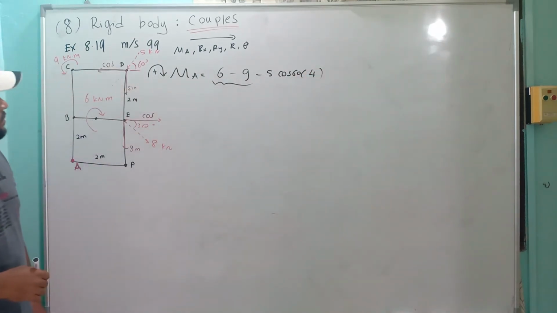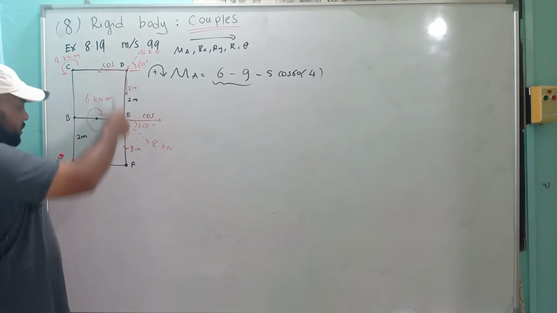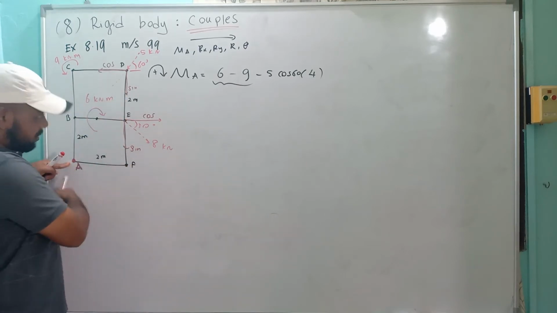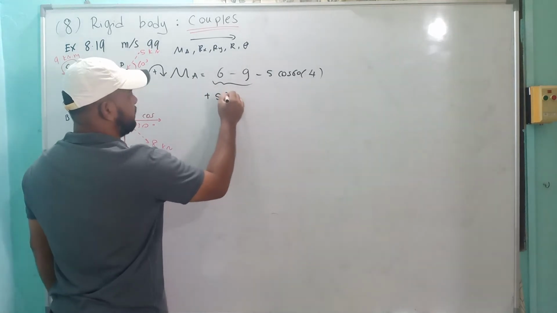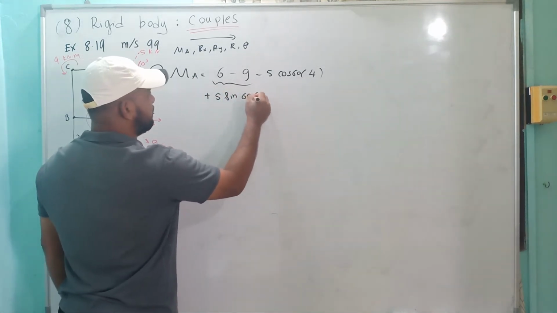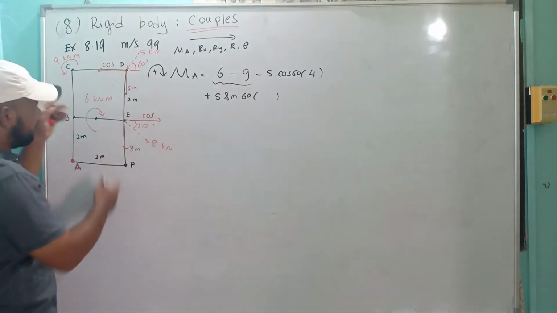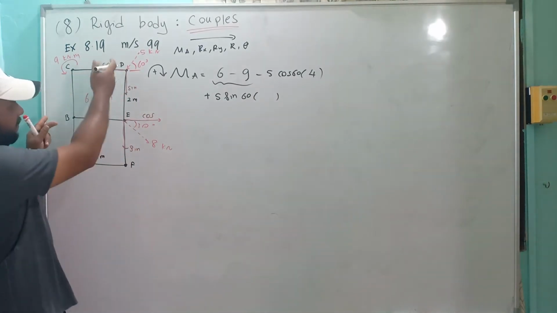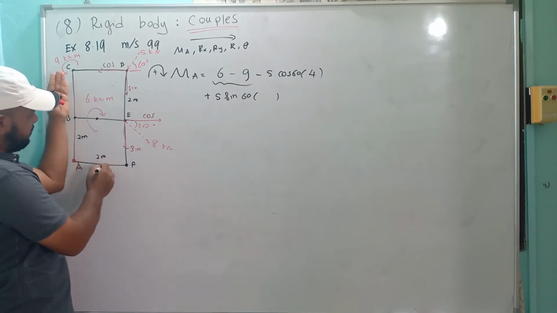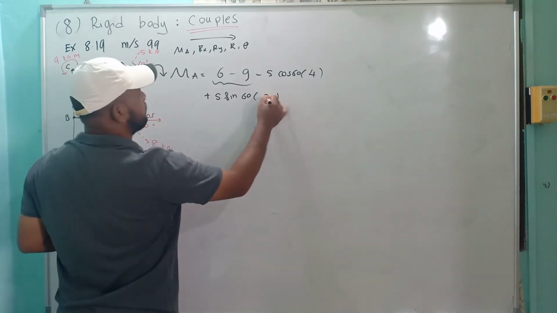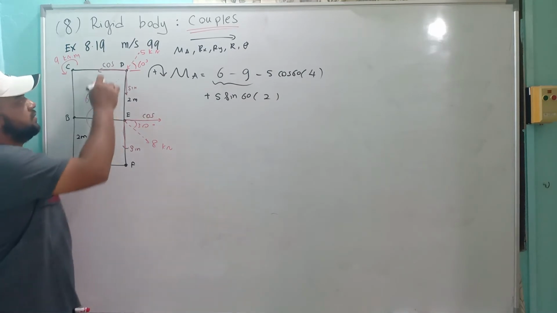Okay, this one, put a pin here, pull in this direction, so we turn clockwise. So plus 5 sin 60. For the distance, you make the first line at the line of action of the force, second line parallel to this one but going through A, so your distance here is 2. Okay, so we finish these two.